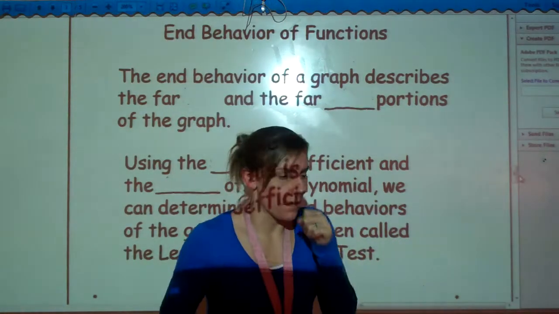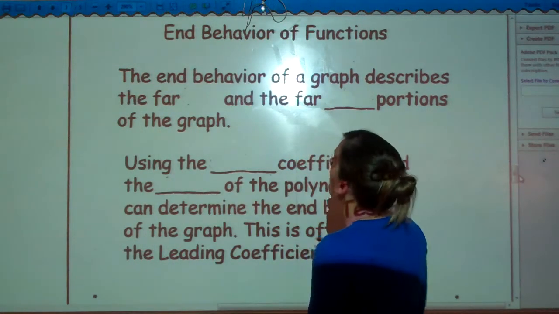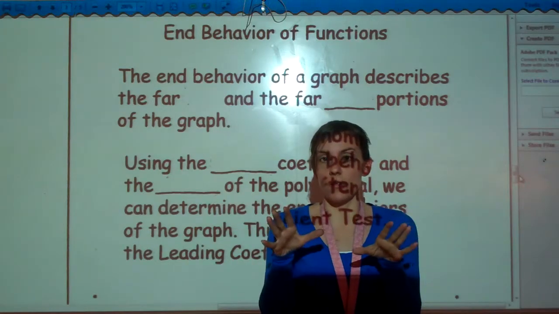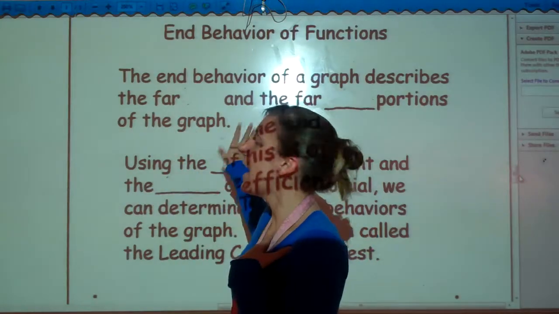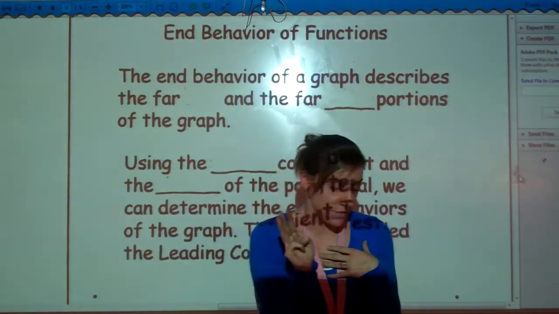Hi guys, so pardon me. We're gonna finish the notes with end behavior, okay? This is the last slide of the third page. It says 3 at the bottom.